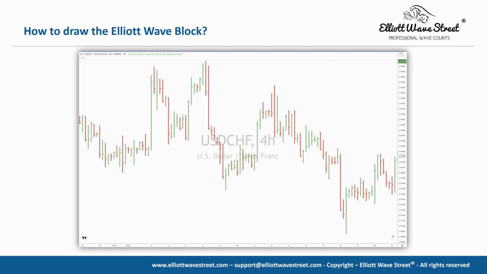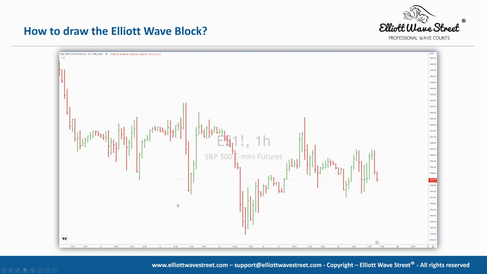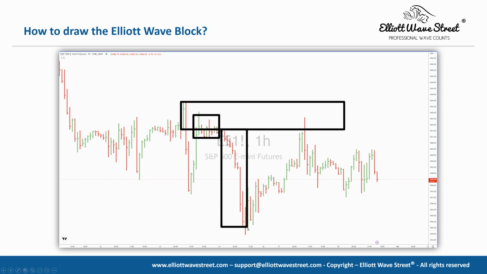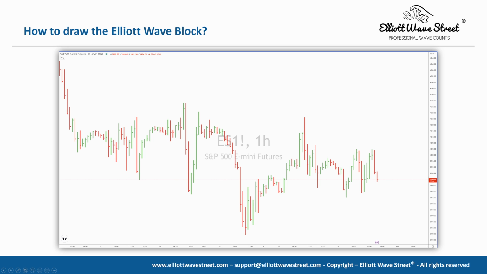Let's have a look at another example. The S&P. You are going to start seeing all these Elliott Wave blocks everywhere. So look at this example here. We have these as our Elliott Wave block. Price moves far, returns, rejects. Moves far, returns, rejects. That's easy, right? It's extremely easy. It's extremely objective. Of course, then we can add the wave count and we can add the bias.